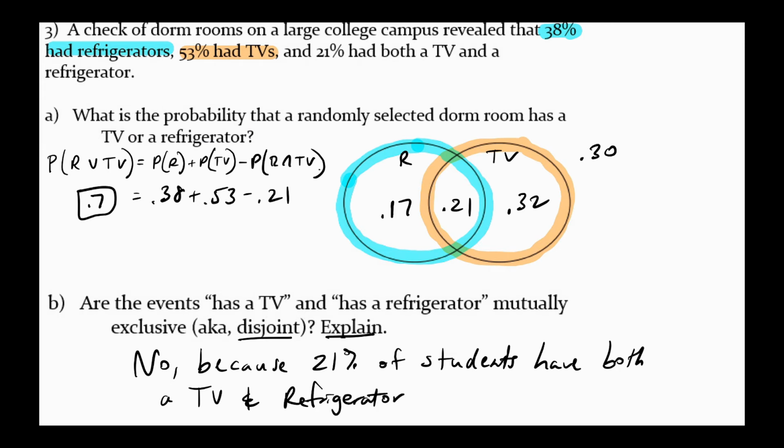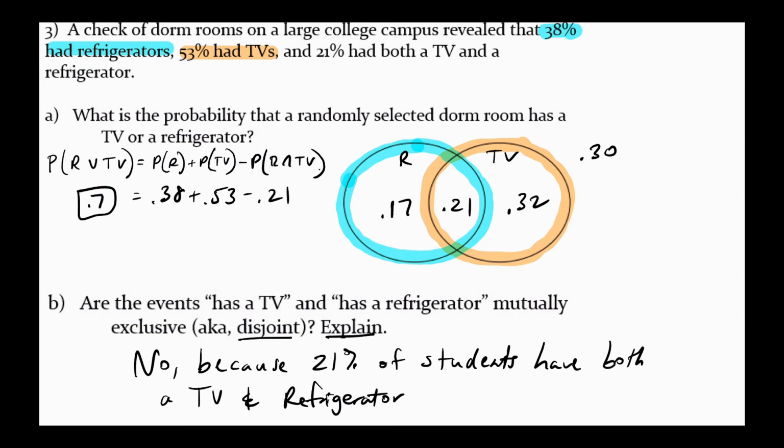Yeah, and that's another reason why the Venn diagram works, because you can easily tell. The number in the middle should be 0 if they're mutually exclusive, which means they don't share anything in common. It's either you're in one group or the other. You can't have both, right? Well, this one, no, because 21% have both. Okay, so that's not mutually exclusive or disjoint.